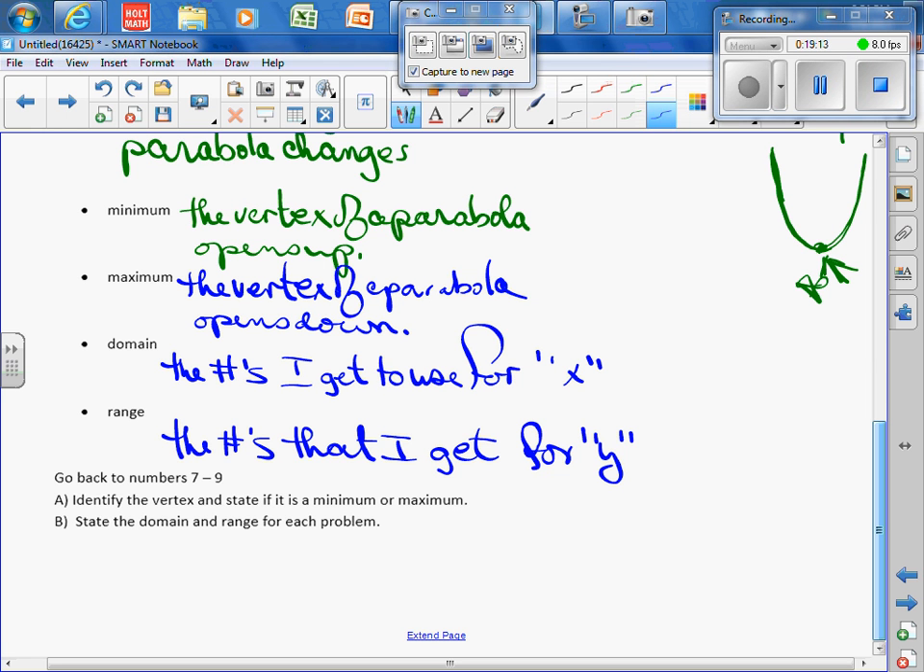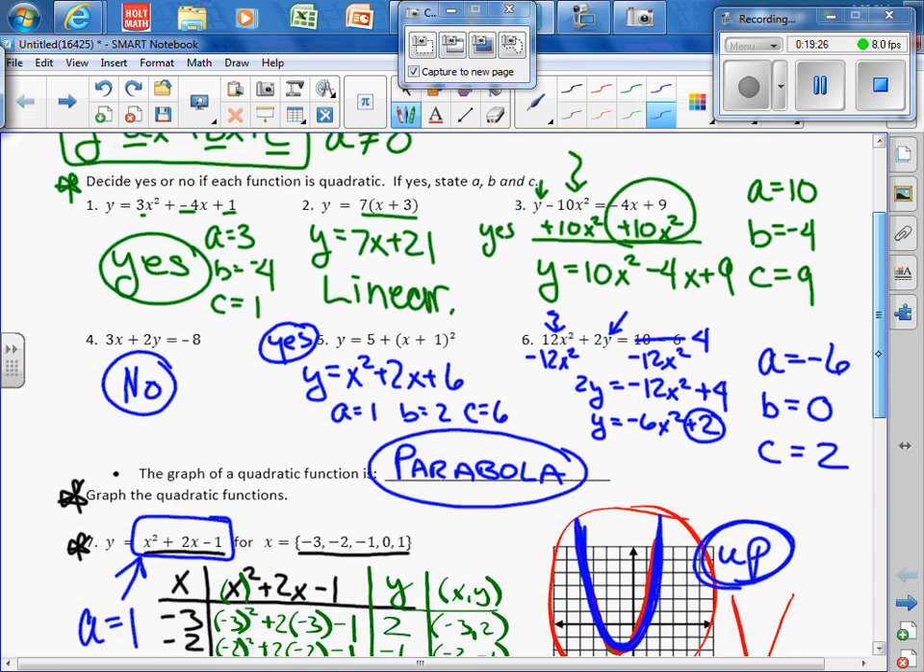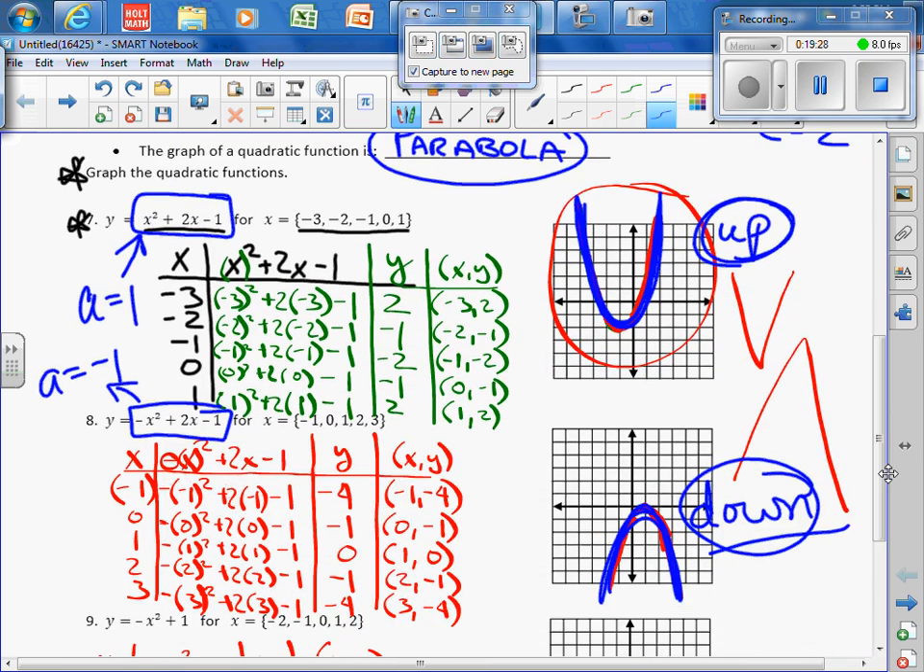But let's do this. Let's go back to number 7, 8, and 9, and let's figure out what the vertex is. I'll show you how to do that. So let's go back to the first page, and let's do some erasing here. I'm going to need a little bit of room here.